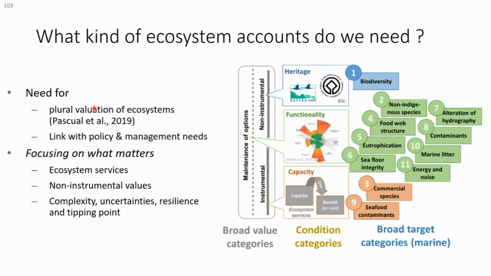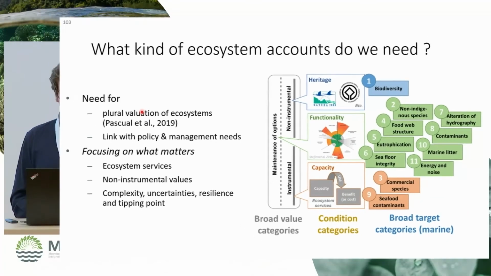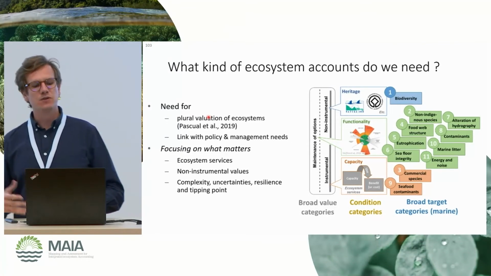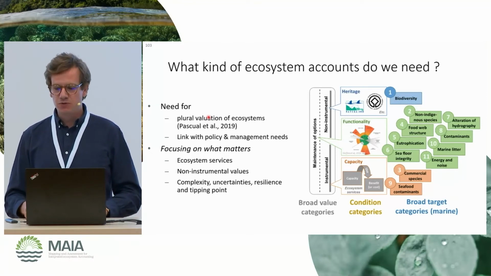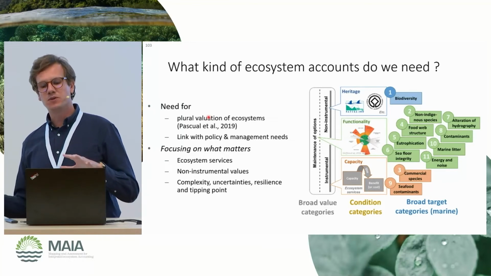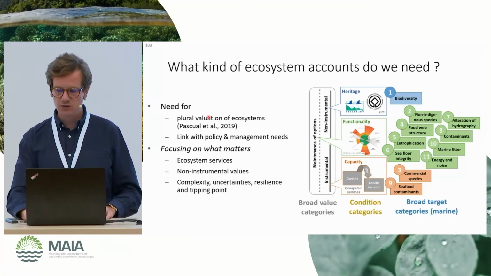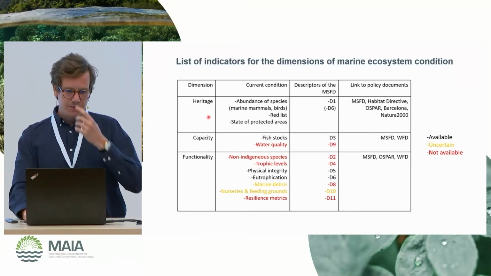Then the big conceptual issue was also looking at how we define condition of marine ecosystems, taking into account plural valuations of ecosystems and the needs of management and policy making to reach those good ecological status. So the French evaluation of ecosystems and ecosystem services developed this typology of 3 different dimensions of the condition of ecosystems: heritage, which is looking at non-instrumental values, conservation of places and species; then functionality, which is supposed to take into account the complexity and the resilience of the systems; and then the capacity to provide ecosystem services. And then we mapped the different descriptors of the MSFD onto those 3 dimensions of that conceptual framework.